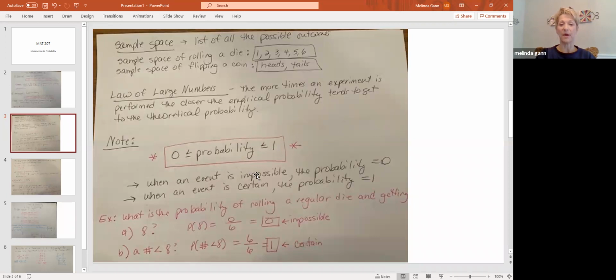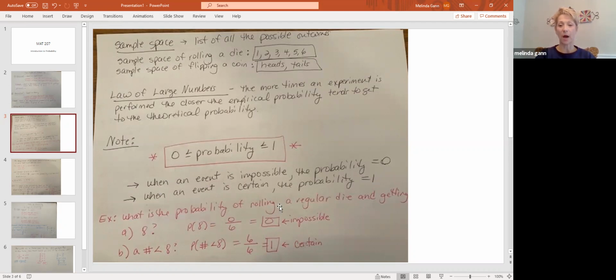So look what this says. When an event is impossible, it cannot happen. The probability is 0. When an event always happens, it is certain to happen. The probability is 1. So never and always. And everything in life is somewhere between never and always. So here's an example to kind of illustrate that. Like a regular die, remember? Here's what's on a regular die, 1, 2, 3, 4, 5, 6.